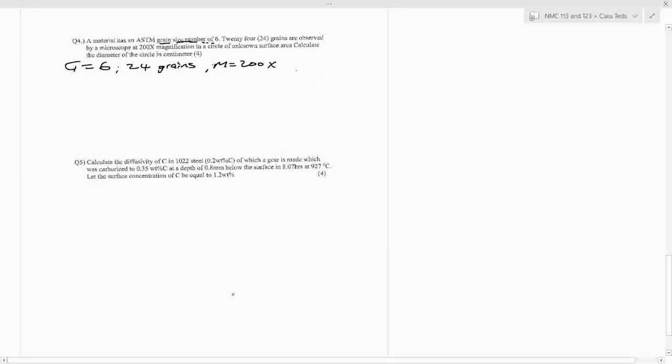So they are looking for the diameter of the circle in centimeters.